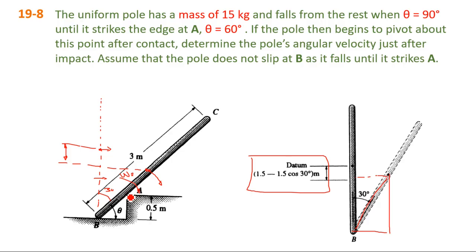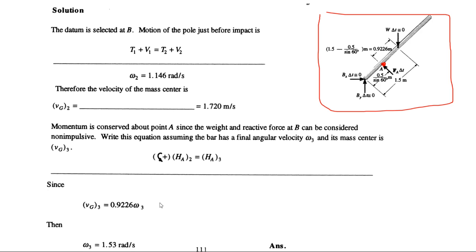All the dimensions are already given because we can see them from here. We can find the location of A because we have this as 1.5. We know this angle is 60 degrees, so I can find the height, and I can find the length of BA. That's what has been done for this free-body diagram. The same way, I can find the distance between G and A by subtracting that value from 1.5.